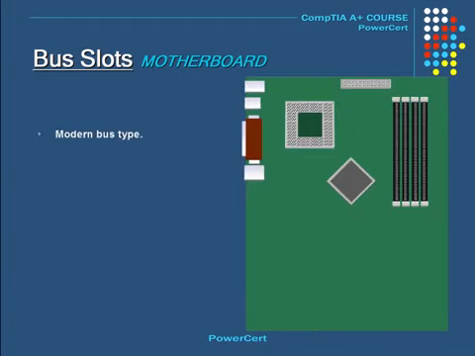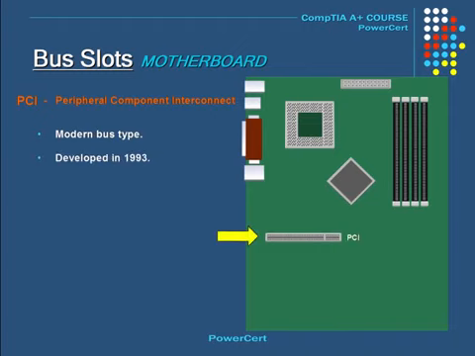A modern bus type today is called PCI, which stands for Peripheral Component Interconnect. PCI has been around since 1993 and was the standard bus slot for modern motherboards until PCI Express came out, which we'll talk about shortly.